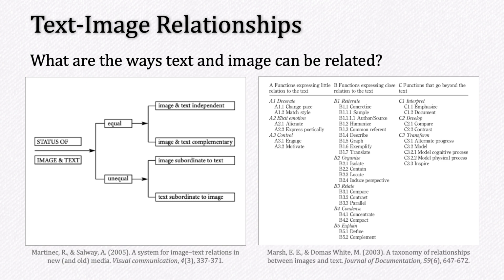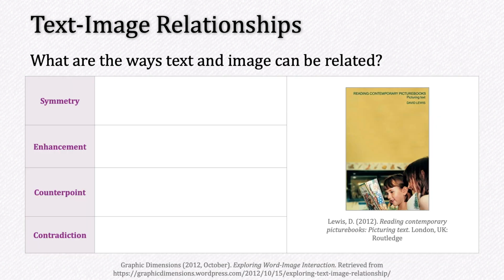And here's another attempt to create a taxonomy of text-image relationships. In fact, these researchers identified over 40 different possibilities, which they outlined here in this table. Now, that's a little too detailed for our purposes, so let me share another interesting analysis of text and image relationships from Lewis's 2012 book titled Reading Contemporary Picture Books. In this book, Lewis argues there is a range of text-image relationships that go from symmetrical on the one hand all the way to contradictory on the other. Let's take a look at some specific examples.